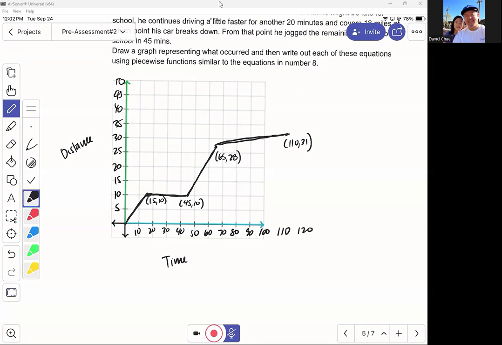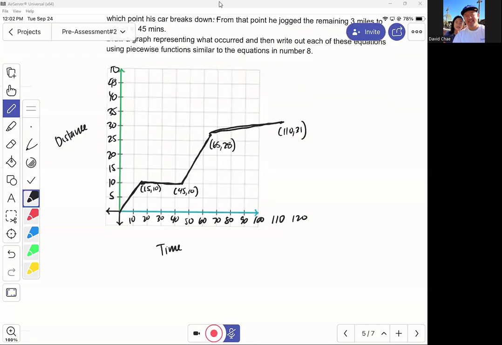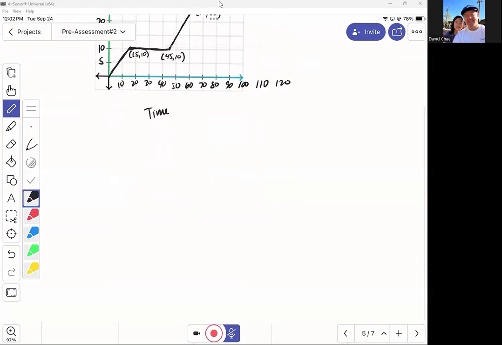So now, we have to write the piecewise function for this. This is where it's tough. And it's going to be based on y minus y1 is equal to m times x minus x1. Or what we could do is y is equal to m times x minus x1 plus y1, right? Remember, it's very similar to the vertex form. Are we good? All right, so you have to understand how to do this.